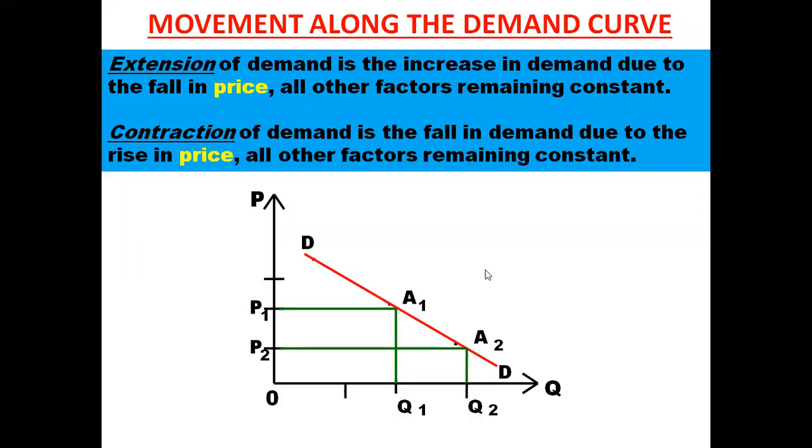Now, contraction of demand is the fall in demand due to the rise in price, all other factors remaining constant. So when the price increases from P1 to P3, the quantity demanded decreases to Q3 and we get a point A3 on the same demand curve. So there's an upward movement and this is a downward movement. So this is extension of demand and this is contraction of demand. So movement along the demand curve can be of two types: extension of demand and contraction of demand. There's a downward movement for extension of demand and upward movement for contraction of demand.